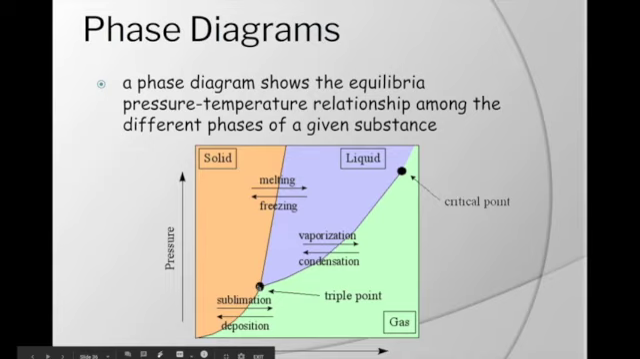Where all 3 lines meet is called a triple point. This is where solids, liquids, and gases, if it's at that exact temperature and at that exact pressure, you will see all 3 phases. And then there's a dot up here, something called a critical point.